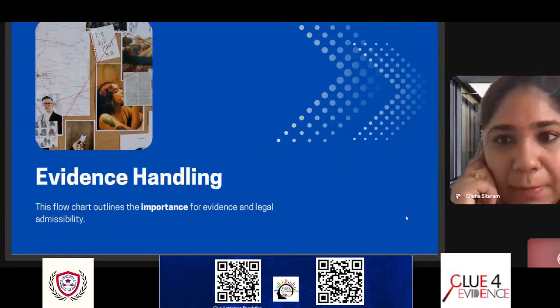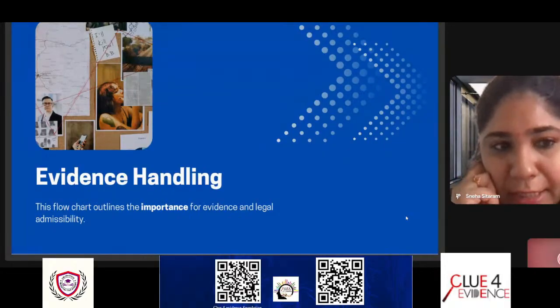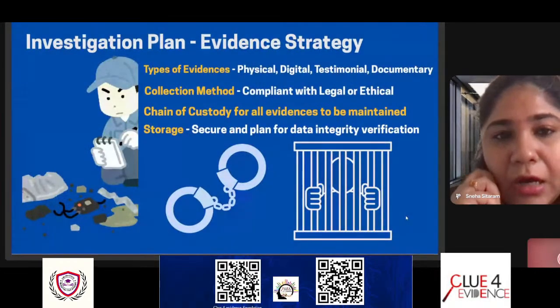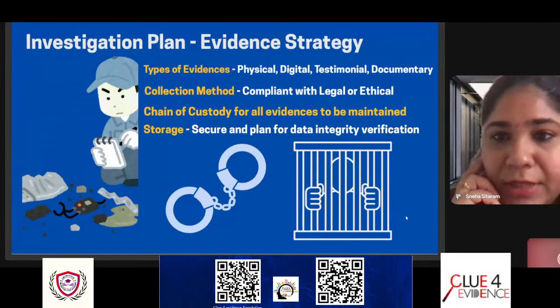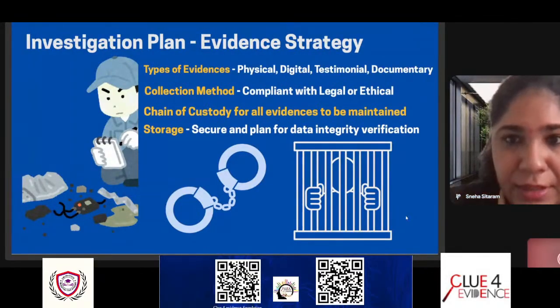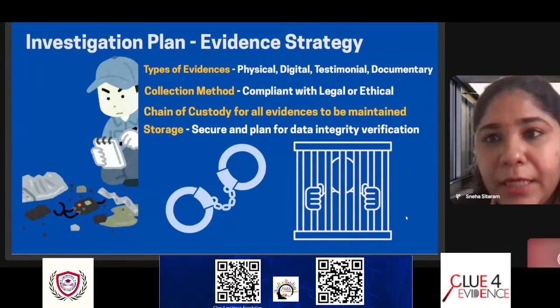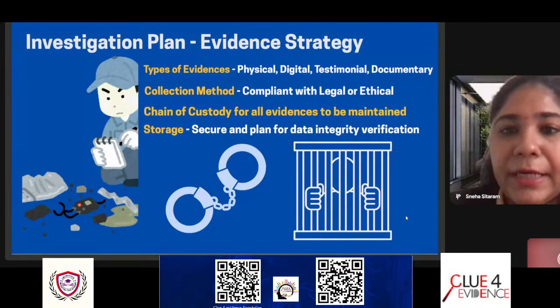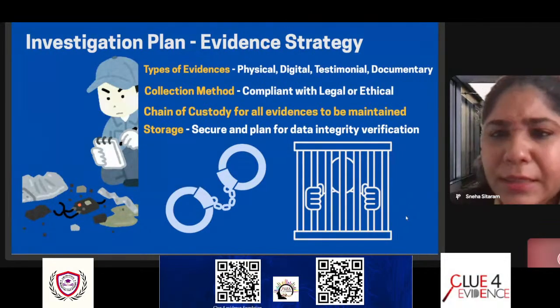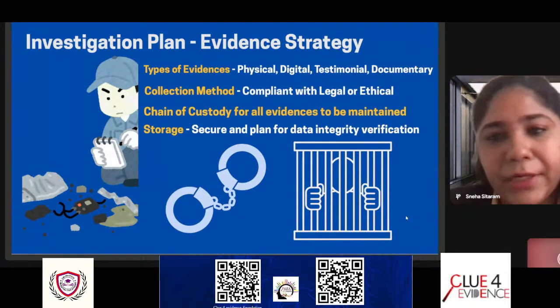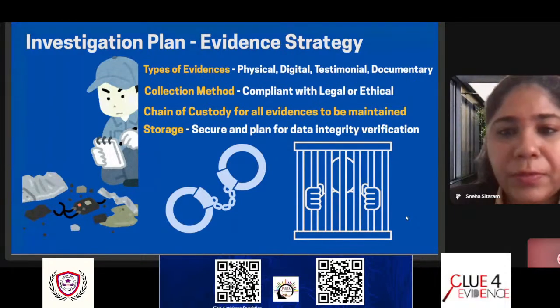Yeah. So coming to evidence handling in case of an investigation. So what is the evidence strategy? We will look into the types of evidence in detail. Apart from that, what is the collection method? Whether it is legally compliant, ethically compliant. So all these depend upon case-to-case basis, organizational basis, whether internal or external. Just follow the protocols as per your organization.